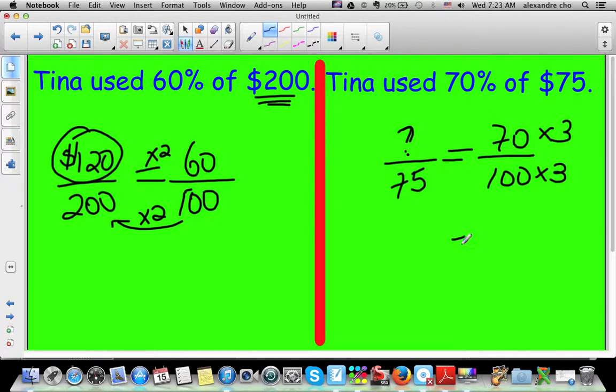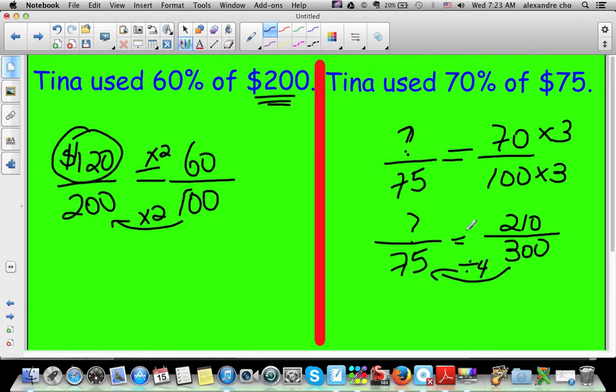I'll show you in a second. So 100 times 3 is 300. 70 times 3 is 210. And then here that stays 75, and the question mark stays on top. 75 goes into 300 4 times, because 75 times 4 is 300. Okay, 75 plus 75 is 150, plus another 75 is 225, and finally 300. So there is a relationship here. So going this way was times 4, obviously going backwards, divided by 4. And on top, it would be 210 divided by 4, and that would give you 52.5.